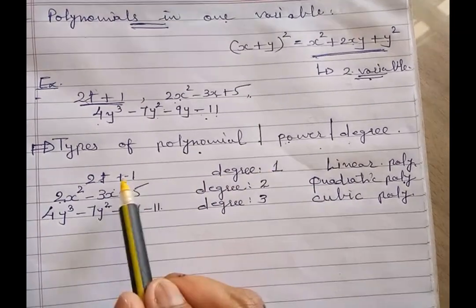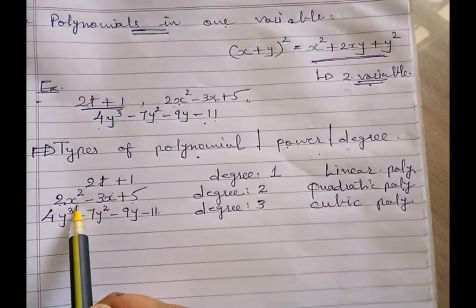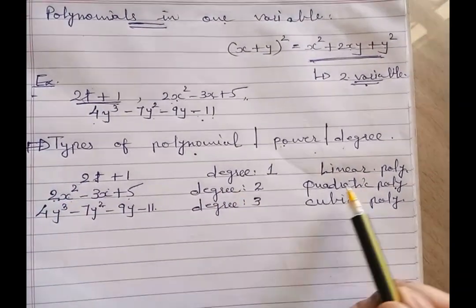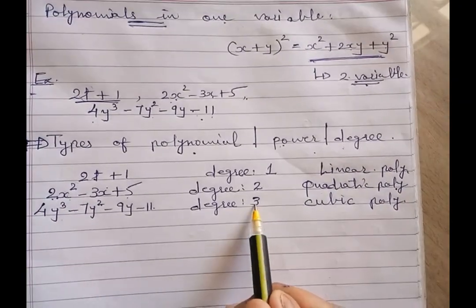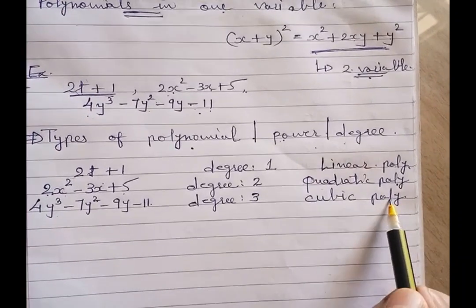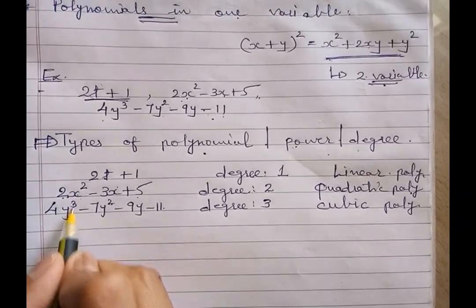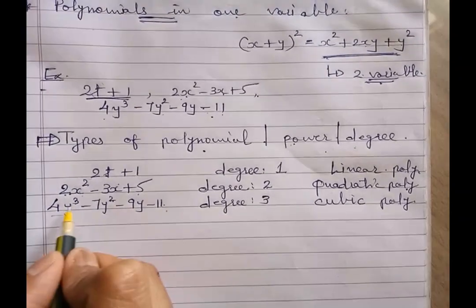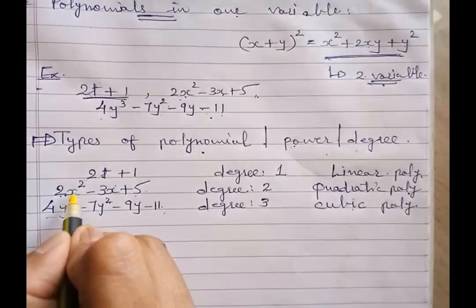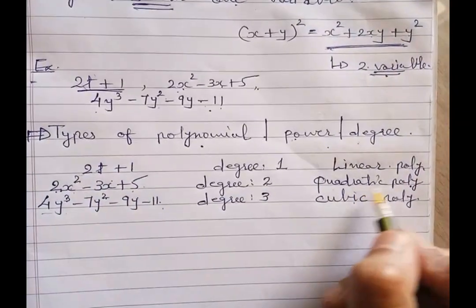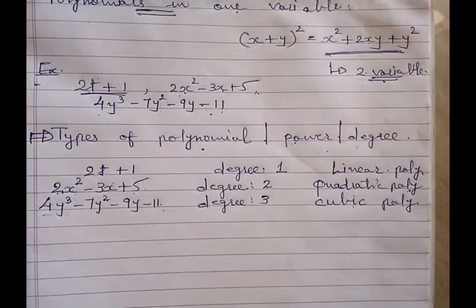When the degree is 1 for any polynomial, then it is called linear polynomial. When the degree is 2 for any polynomial, then it is called quadratic polynomial. And when the highest degree is 3, then it is called cubic polynomial. That means if the highest degree for any polynomial is 3, then it is cubic polynomial. If the highest degree is 2, then it is quadratic. And if the highest degree is 1, then it is called linear polynomial.